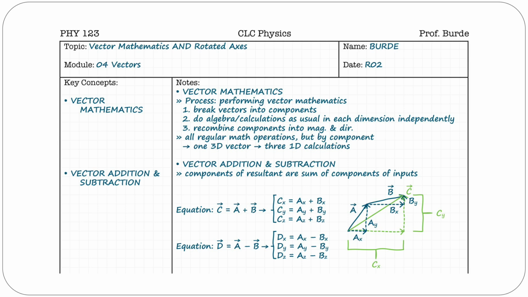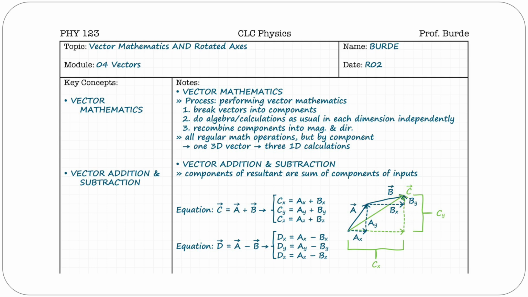So for example, if we were going to add two vectors, a plus b to give us some vector c. Here is vector a, there's vector b, and together it gives us vector c. Notice that vector c starts where a starts, it ends where b ends, and we've used the tip-to-tail method to add those two vectors. But vector a itself has x and y components. Vector b itself has x and y components.